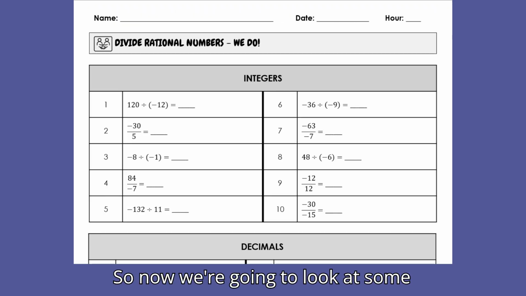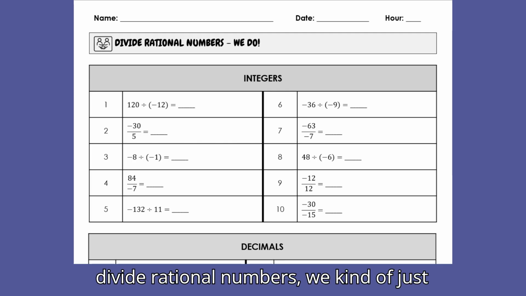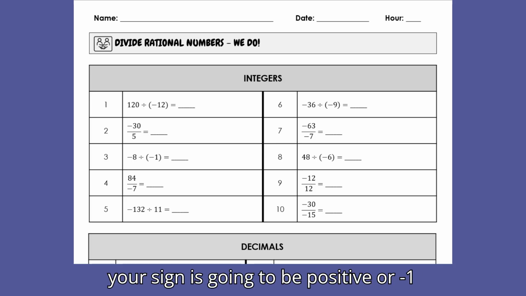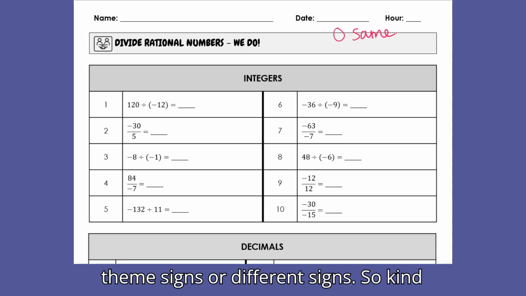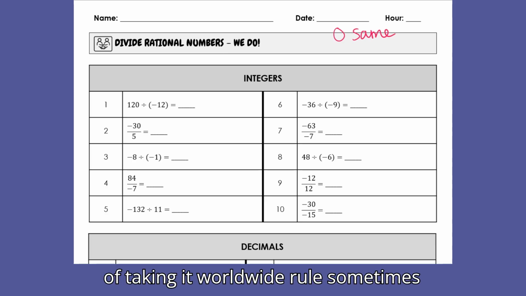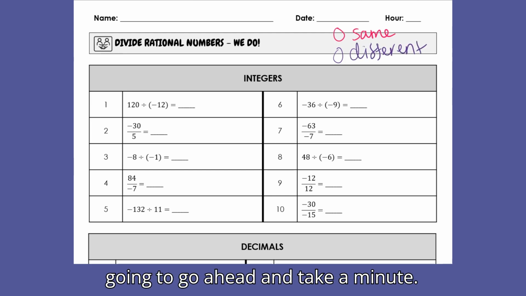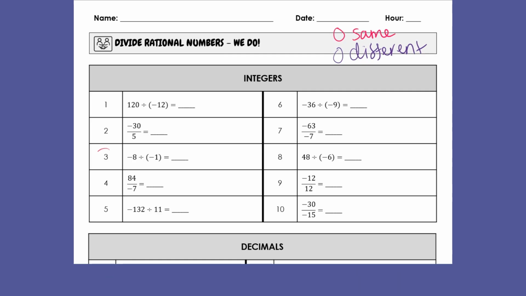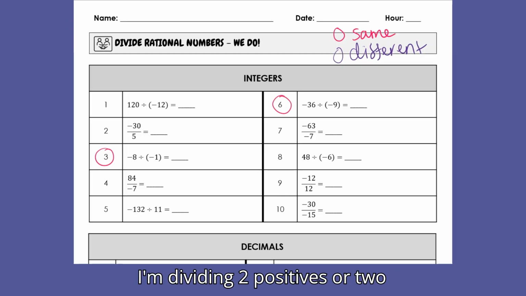So now we're going to look at some practice problems. When we go to divide rational numbers, we just divide as normal. The only thing that's going to be different is determining if your sign is going to be positive or negative. One strategy I've used is I like to categorize my questions as same signs or different signs. So taking it rule by rule sometimes helps when you're just learning. So I'm going to take a minute and circle all the problems that have the same signs, meaning I'm dividing two positives or two negatives.